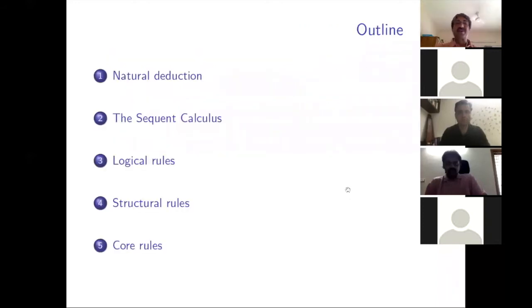So we are introducing the sequent calculus. And first, let me do a recap of natural deduction, which is what we talked about.